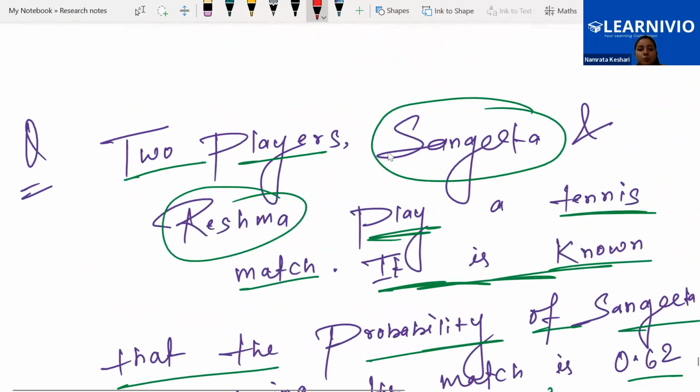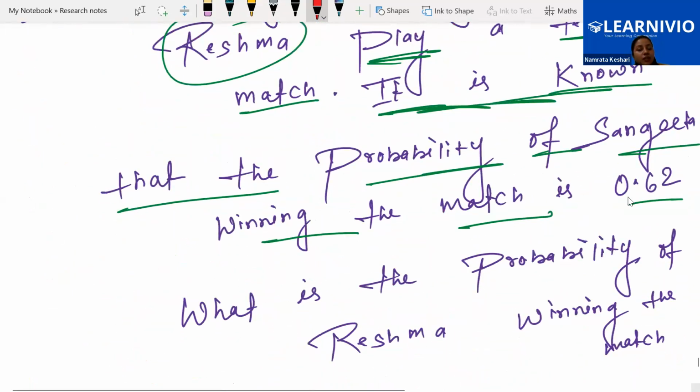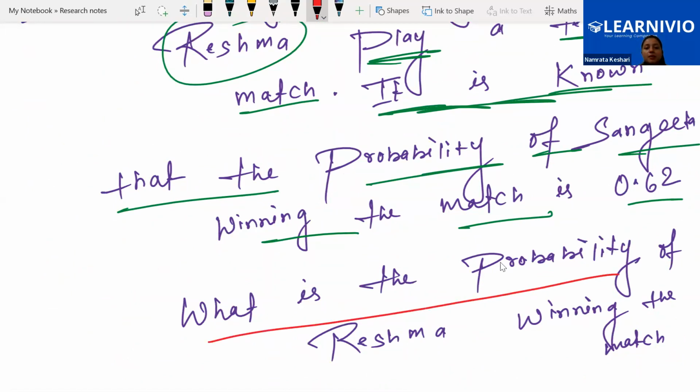Let's summarize everything. Two players were playing the match, Sangeeta and Reshma. It is known that the probability that Sangeeta will win is 0.62. Now the trickiest part is this one. What is the probability that Reshma will win? Now you will end up getting confused about how to find it, but you just have to think: Reshma wins means Sangeeta is not winning. So Sangeeta win plus Sangeeta not win is 1. And easily you will be able to find the probability of Sangeeta not winning. That probability is indicating that Reshma is going to win the match. Yes or no? Yes, ma'am.